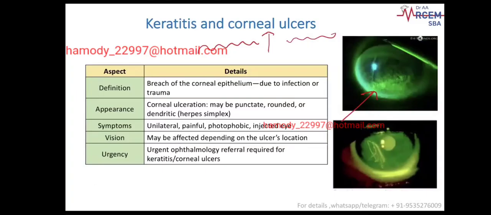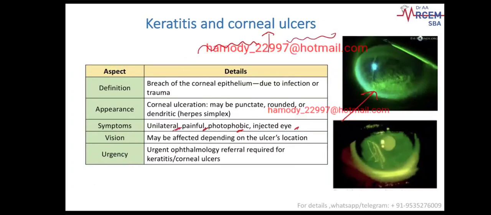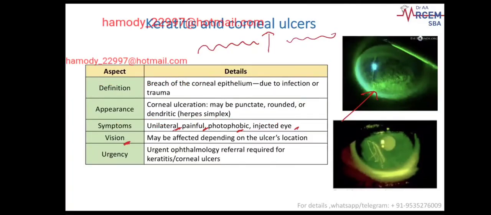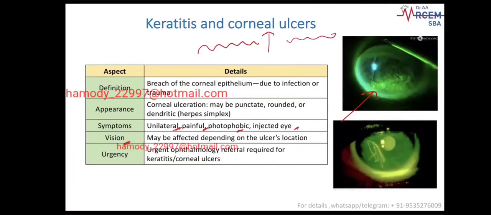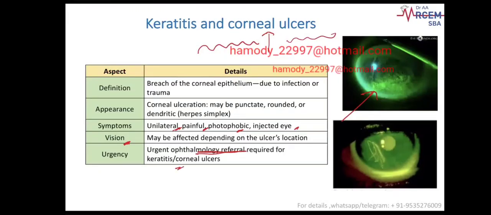Symptoms will be photophobia. Whenever there's a flash of light, they'll have quite a bit of pain. Injected eye, red eye, painful eye, and unilateral symptoms will be present. Vision may be affected, may not be affected, depending on the ulcer location and size of the ulcer. Urgently, you need to refer anyone who has keratitis and corneal ulcer.